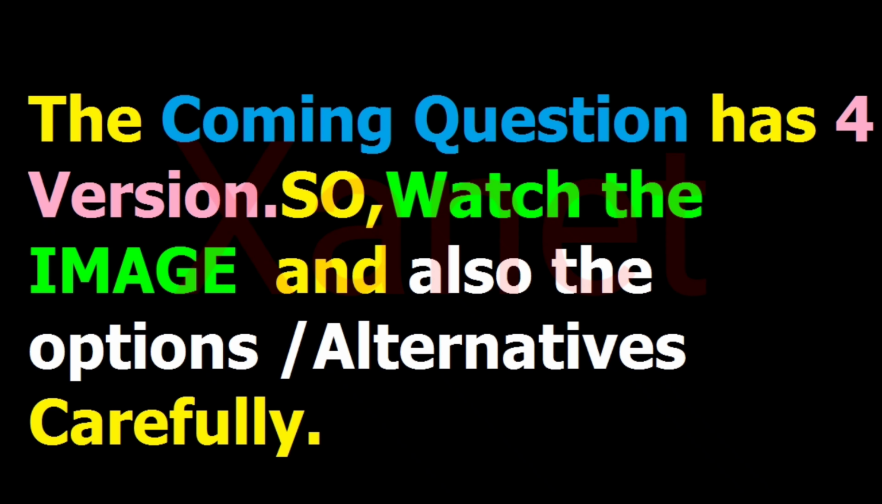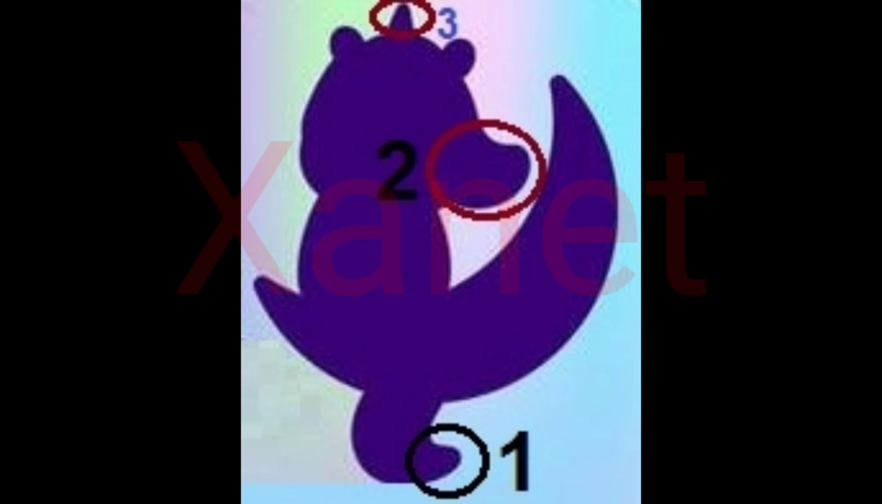Now this coming question has got 4 different versions or types, so you need to watch the options, or let's say the image, very carefully, and you must see these 3 things, okay, if you want to find the correct answer. So the first one is a tail, the second one is a mouth, and the third one is the horn of the unicorn. And I'll show you how you can find the correct one. So first let me show you version 1 of this question.